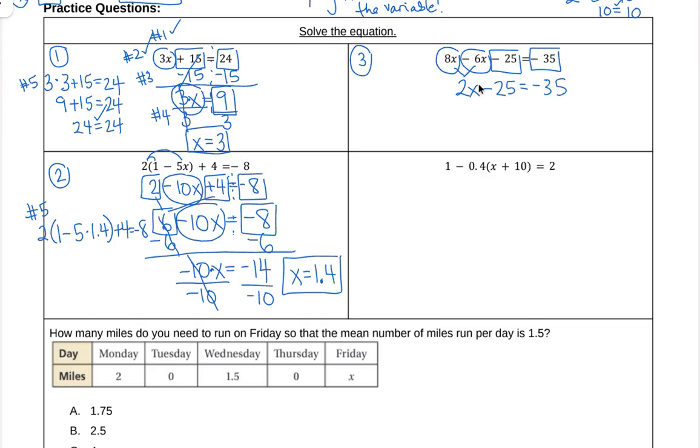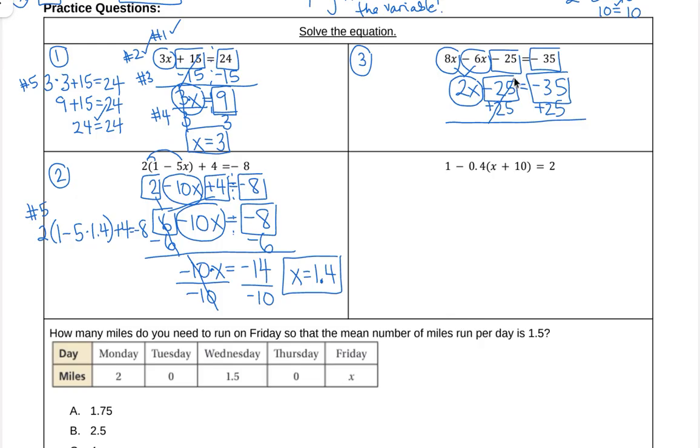Okay? Step number 3 says I have to isolate the variable term. So if I bubble and box, it tells me what the variable term is. It's this 2x. So I have to get rid of this minus 25 by doing the opposite and adding 25 to both sides.